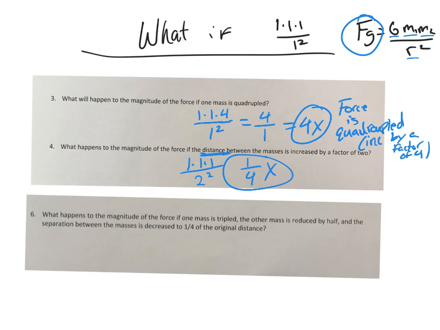along those lines. Now, you can have more complicated ones. So we always start off with the 1 times 1 times 1 divided by 1 squared still. But what happens to the magnitude of the force if one mass is tripled, the other mass is reduced by half, and the separation is 1/4 the original distance? So this time it would look like this. And you'd get 1.5 over 1 over 16, which would be 24, I think.